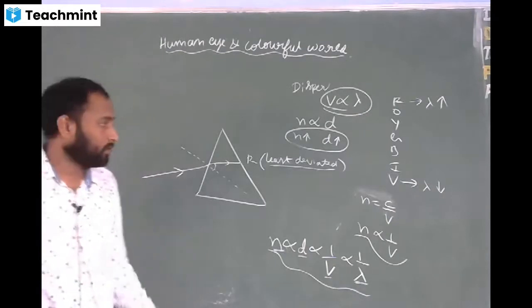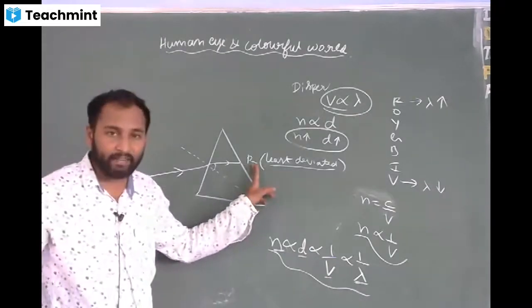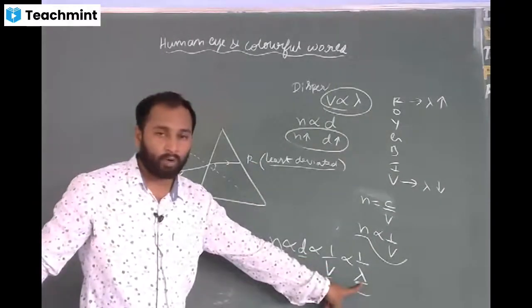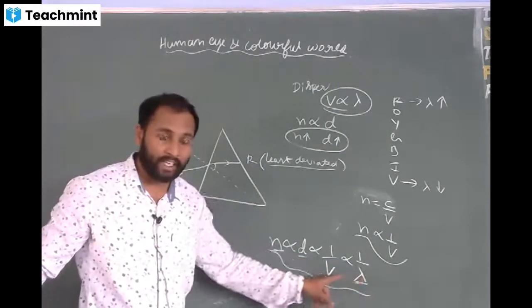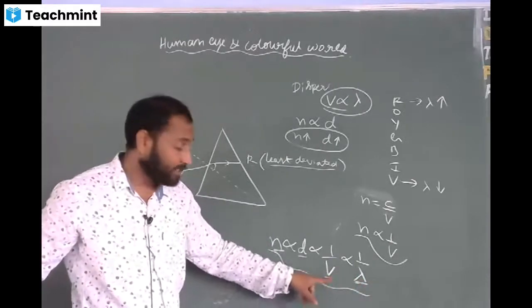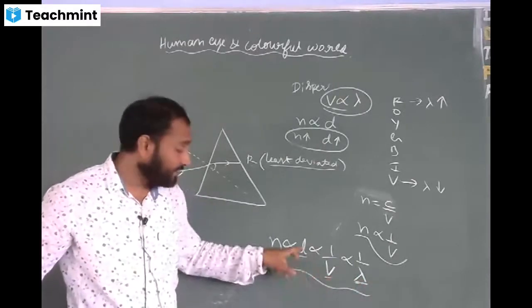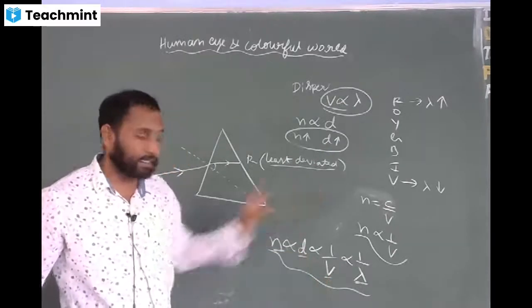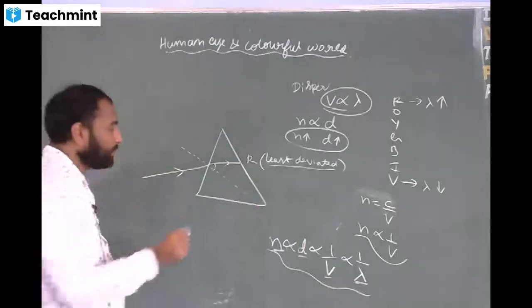So why is red least deviated? Because the wavelength of red is more, and wavelength of light is directly proportional to speed of light, so the speed of light will be more. Since the speed of light is more, and deviation is inversely proportional to speed of light, hence the red colored light is less deviated.